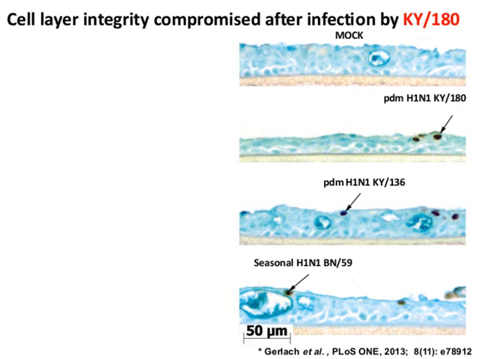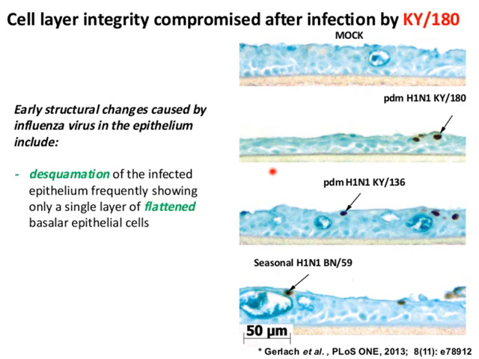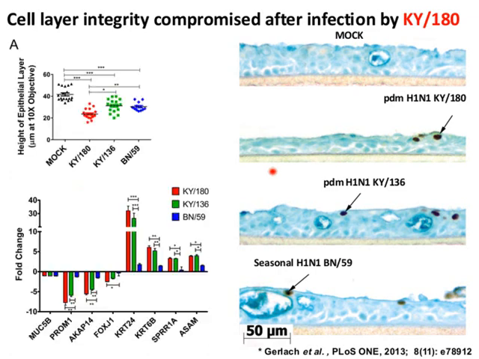The pictures here show cross-sections of the epithelial layer with apical and basal side, as you can see here, the apical and basal. One of the known results of influenza infection is desquamation of epithelial cells, and this was more pronounced in Kentucky 180 infected tissues. To confirm this observation, we used imaging software to measure the distance between the membrane and the top of the epithelial layer, as you can see here.